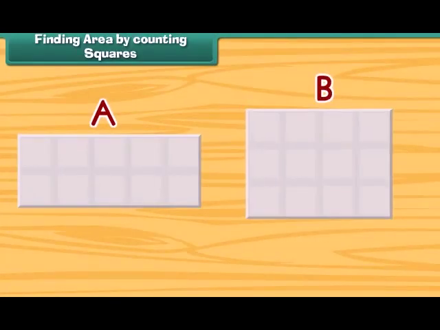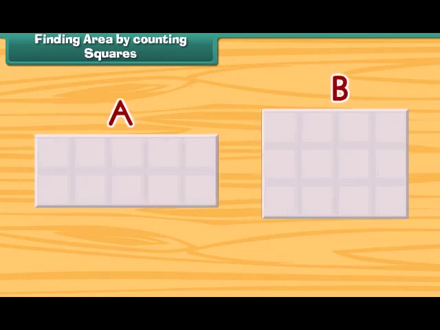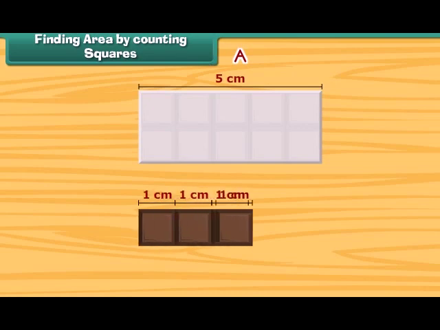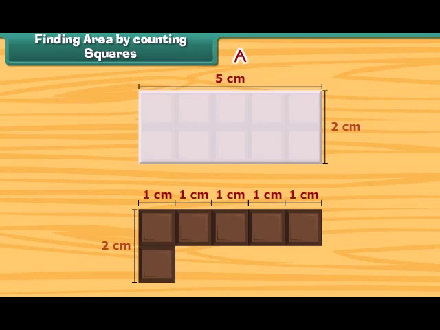Friends, we have these 2 chocolates. Let us find out which one is bigger and which one is smaller. We will take the help of one square piece of chocolate of side 1 centimeter. The length of the chocolate A is 5 centimeters. So, 5 squares can be arranged along its length. The width of this chocolate is 2 centimeters.